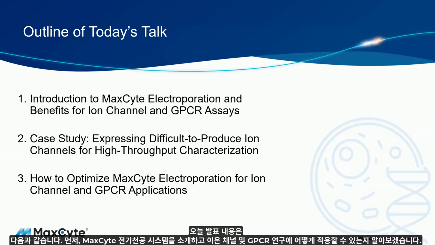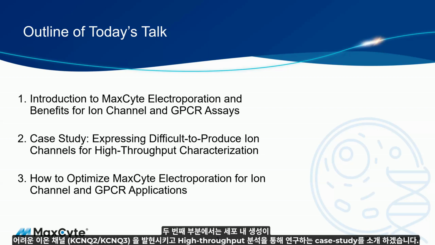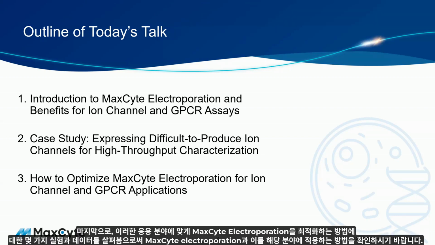Today's talk outline is as follows. First, I'll introduce the MaxCyte electroporation system and how you can apply it to your ion channel and GPCR studies. The second part will be a case study about expressing difficult to produce ion channels and using high throughput characterization to study KCNQ2, KCNQ3 ion channels. Lastly, I'll go over some experiments and data that we have about how to optimize MaxCyte electroporation for these application areas. So hopefully you'll learn a lot today about MaxCyte electroporation and how you can apply it.